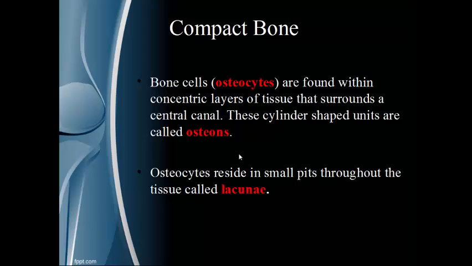And these osteocytes, the bone cells, will actually rest in small pits, small cells, or spaces within these concentric circles. And those pits are called lacuna. And lacuna is a Latin word that means lake.